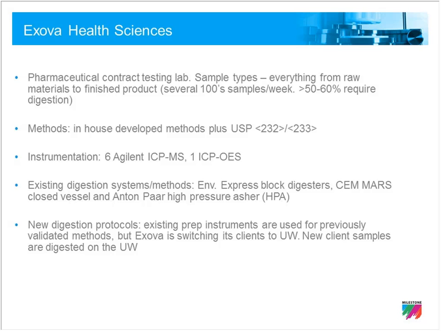Before the ultrawave, because of the wide range of sample types, a number of different technologies were needed: hot block digesters, traditional closed vessel systems, something called a high pressure asher, which is for very, very difficult samples. However, when the ultrawave was brought inside, ICP-MS was able to switch most, if not all, of their methods to the ultrawave because, again, it covered that full range of their needs.